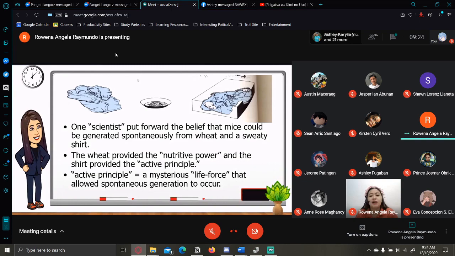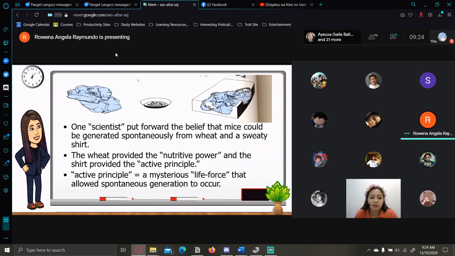Okay, so they believe na mula sa non-living thing, magiging living thing siya. Provided yung active principle or yung nutritive power or meron siyang nutrition. Halimbawa, isang maduming basahan, eventually magiging daga yung basahan na yun. Okay, dahil meron siyang nutritive power. So, in the early days, they believed na nangyayari yon mula sa non-living thing, nagiging living thing siya kapag binigyan mo siya ng pagkain or nutritive power.